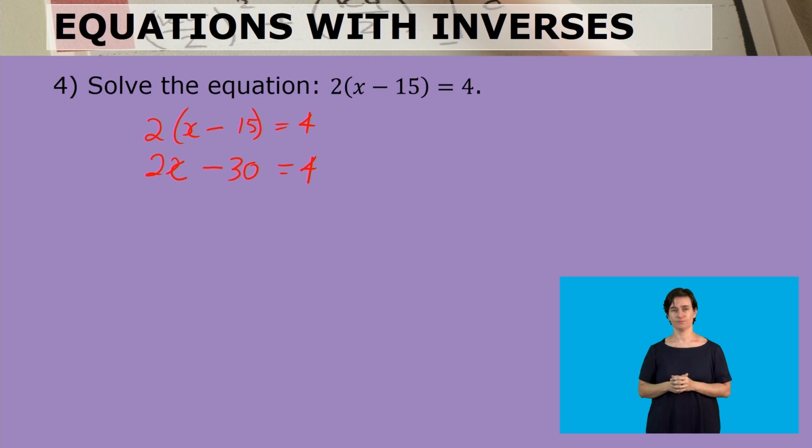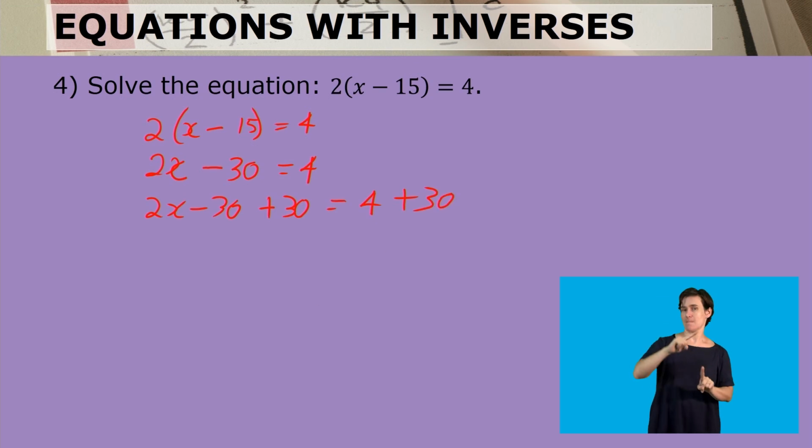So we start with negative 30, and we find an additive inverse of negative 30. So it will be 2x minus 30 plus 30 equals 4 plus 30. Same number, same sign, same operation. So it would be plus 30, and then negative 30 and positive 30 would give us 0. So we then have 2x plus 0, which is 2x, and then 30 plus 4 would give us 34.